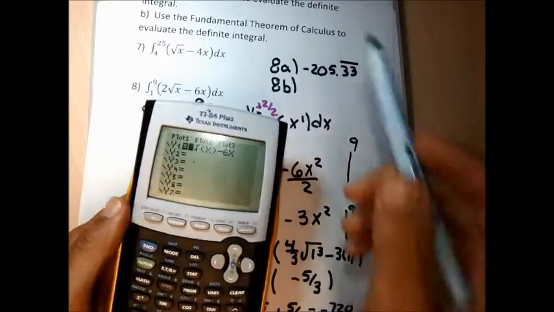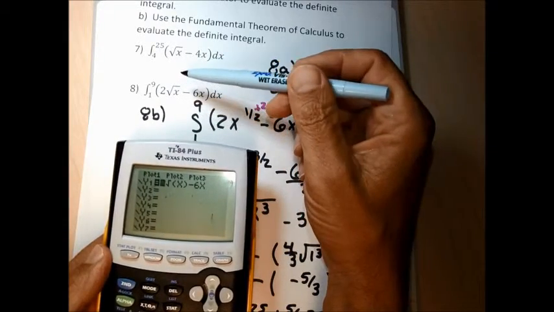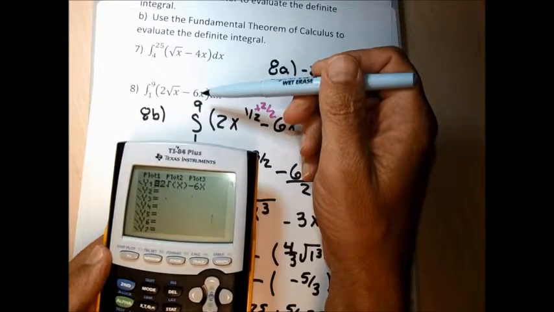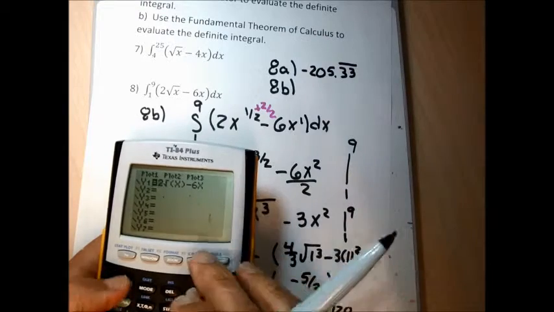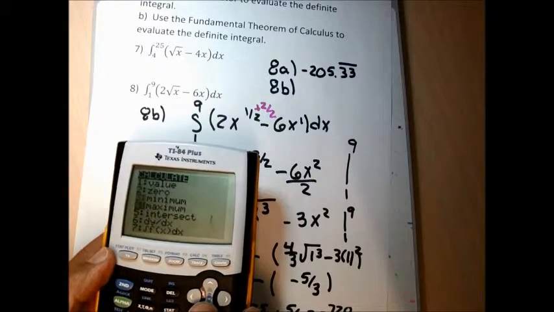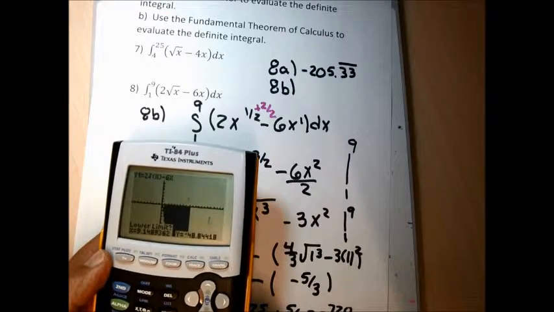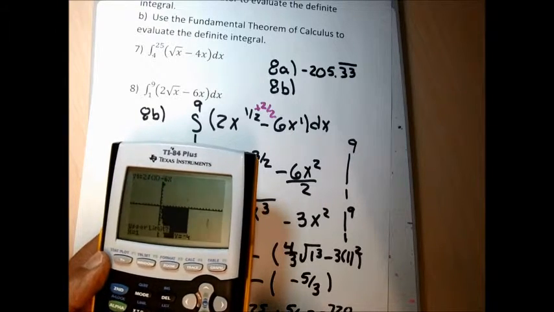First, I'm going to make sure I entered the function right. Check part A. So that's 2 square root of x minus 6x. Recheck part A by finding the integral from 1 to 9.